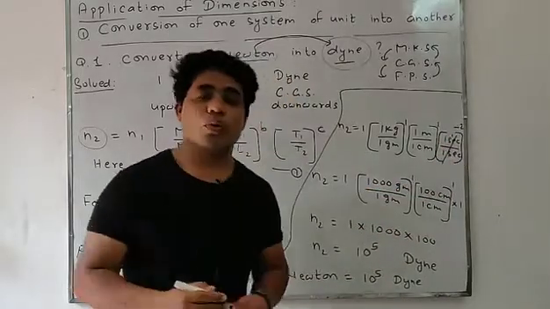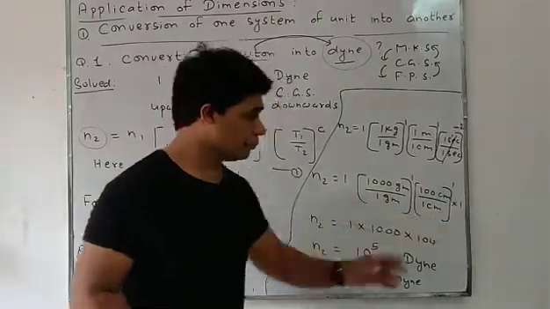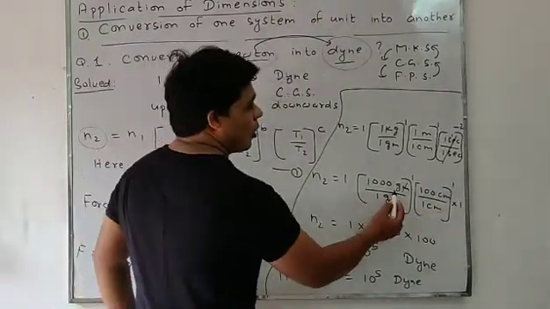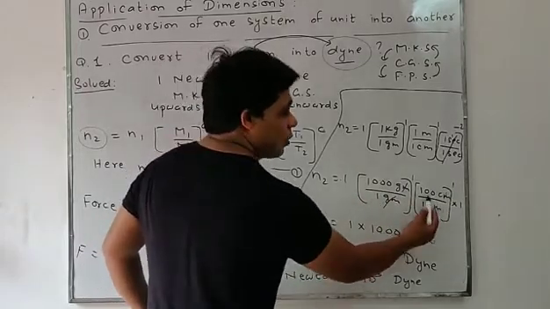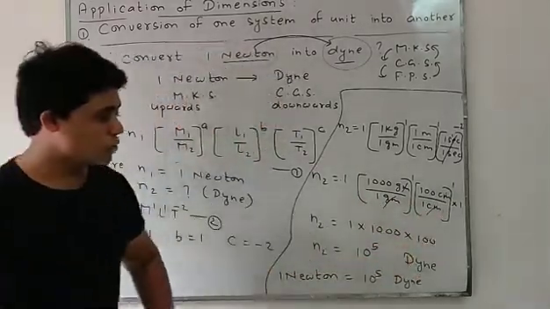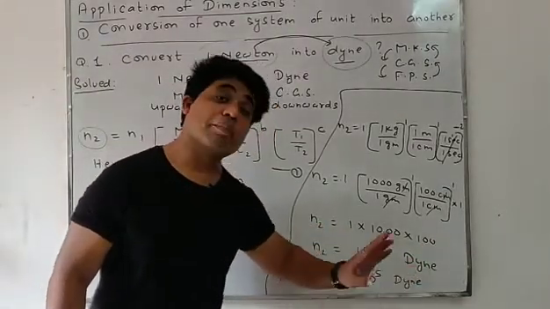1 power -2 means 1. Okay, so I have written here 1. Now gram to gram cancel out, 1000 only. This is 1 only. Centimeter cancel out, 100 only. Now count the 0: 1, 2, 3, 4, 5. 10 is power 5. And there come dyne.